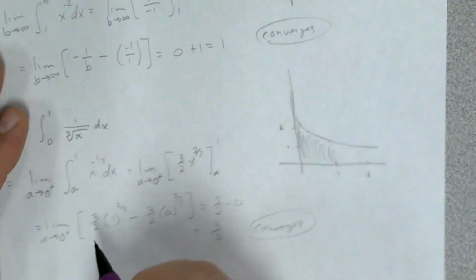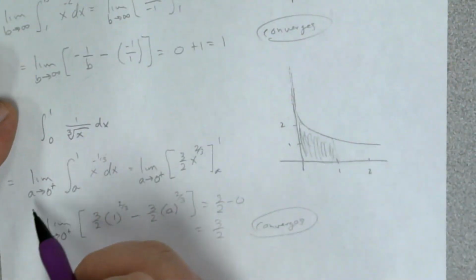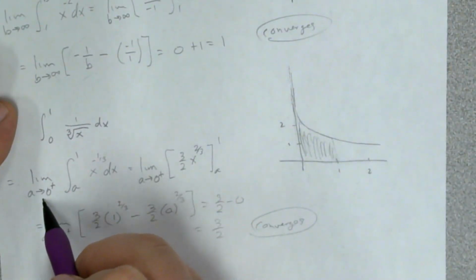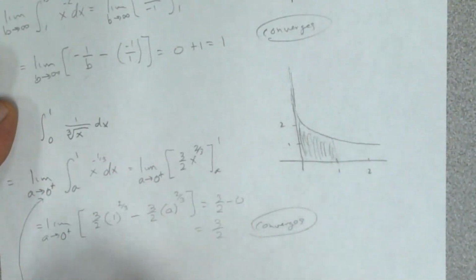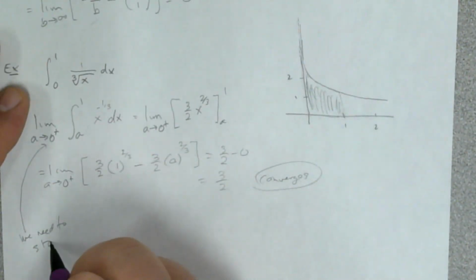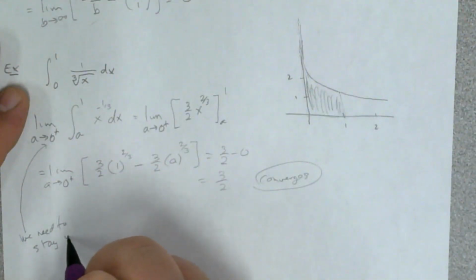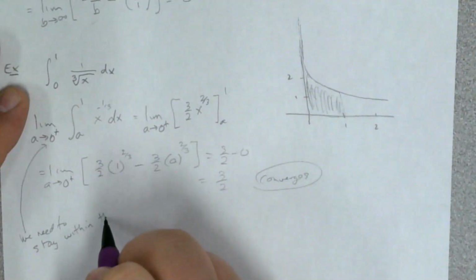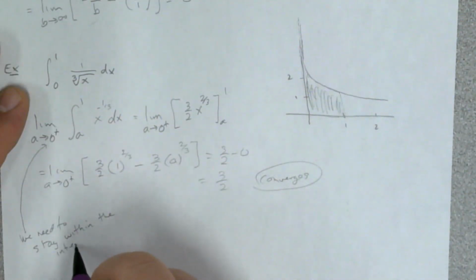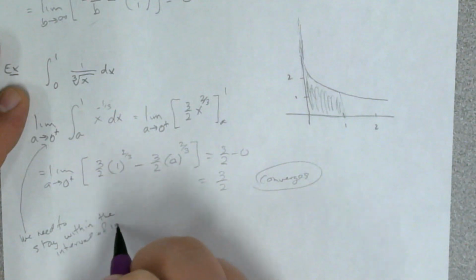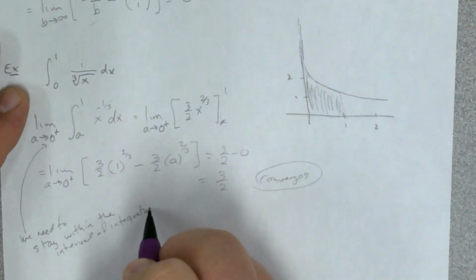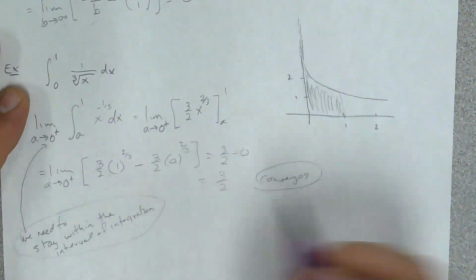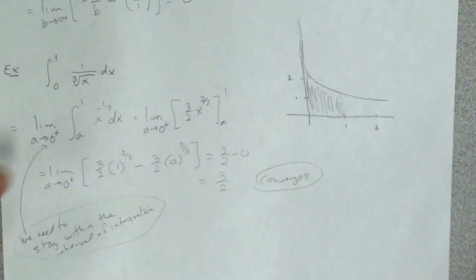Okay? So what I stated over here is, why is it 0 to the plus? Because we need to stay within the interval of integration. Okay, so if you have something like that, again, that's how you're going to do it, with a little plus or a minus, depending on which side the interval of integration is.